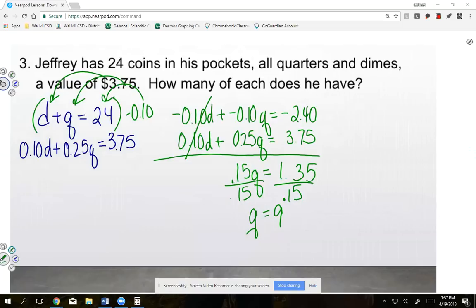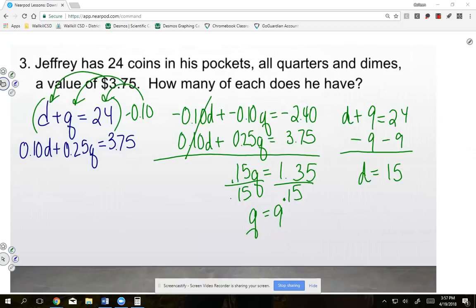Then we take the 9, plug it back into our original equation. We have D plus 9 equals 24. Subtract the 9, and D equals 15. So we can say Jeffrey has 9 quarters and 15 dimes.